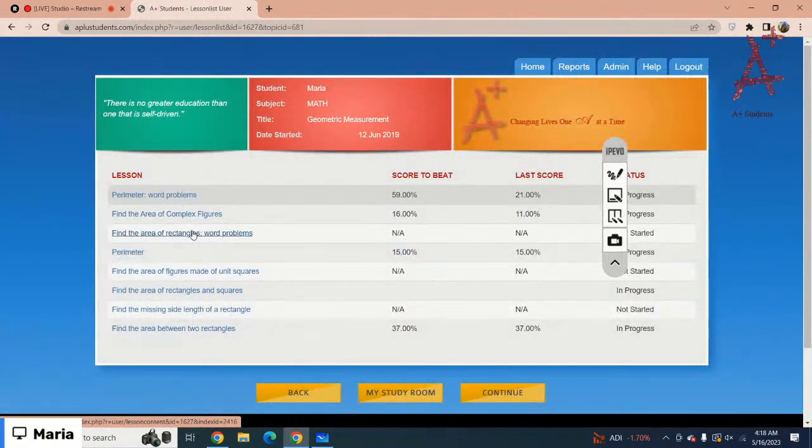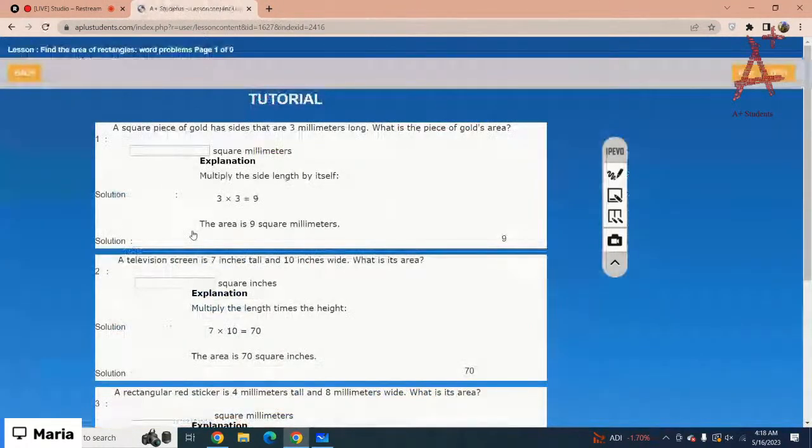Okay, the next one is find the area of rectangles word problems. So we are going to find the area of rectangles and we have the word problems. Let's just start with the first example.